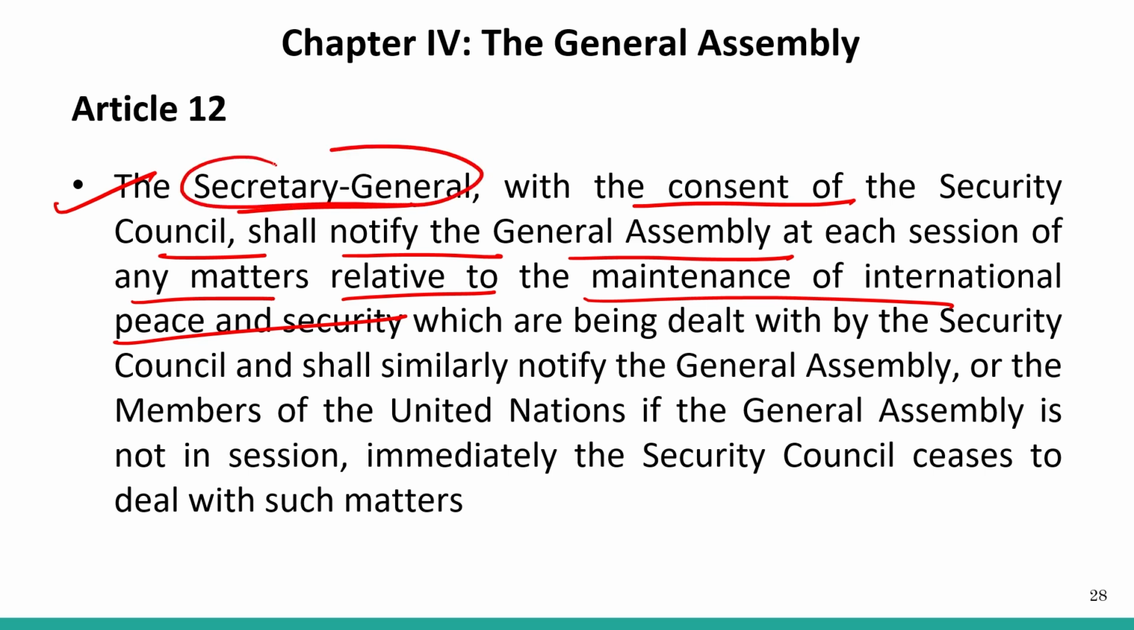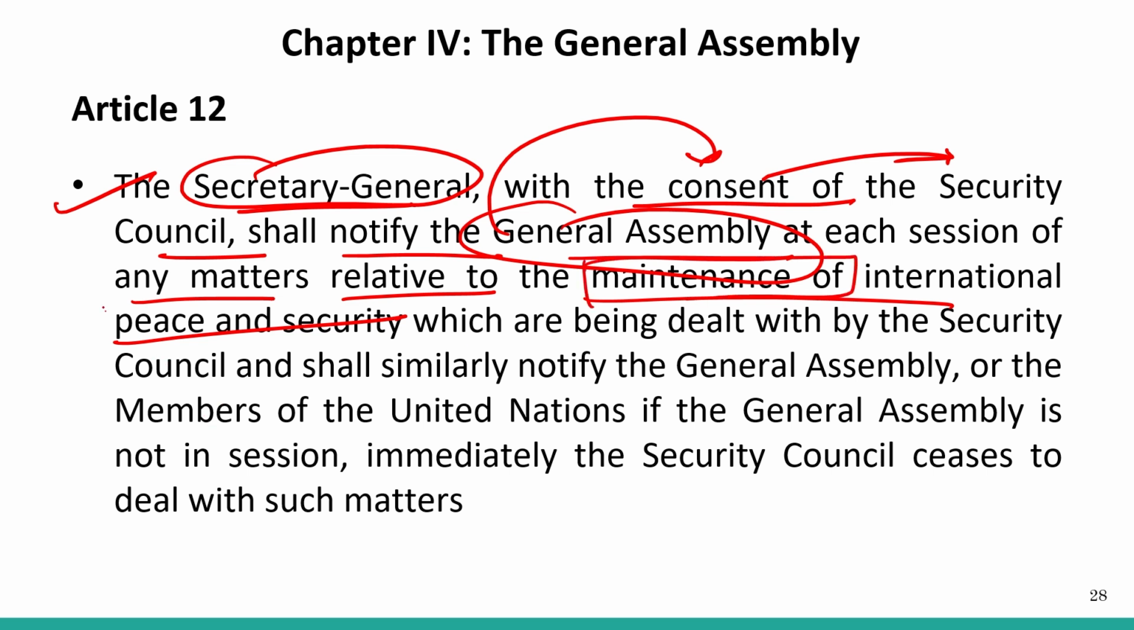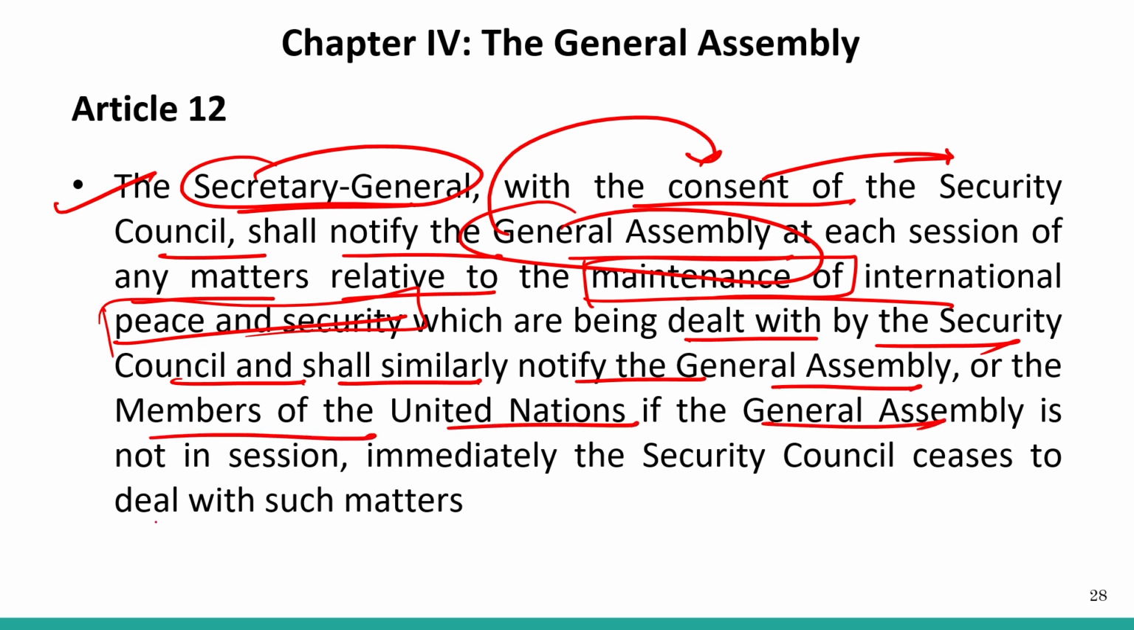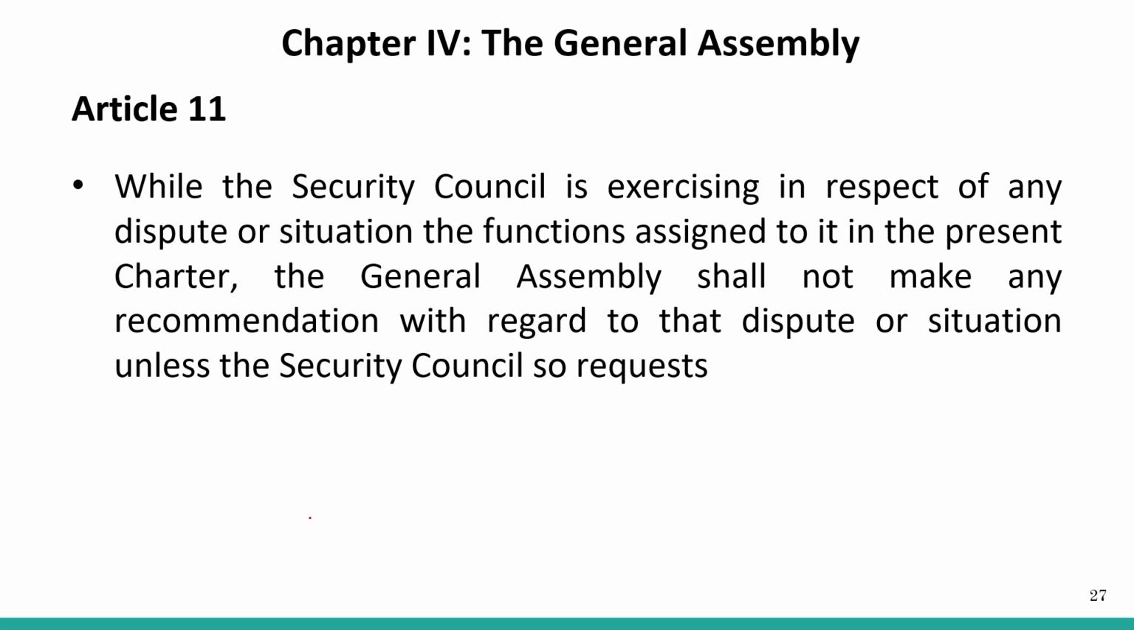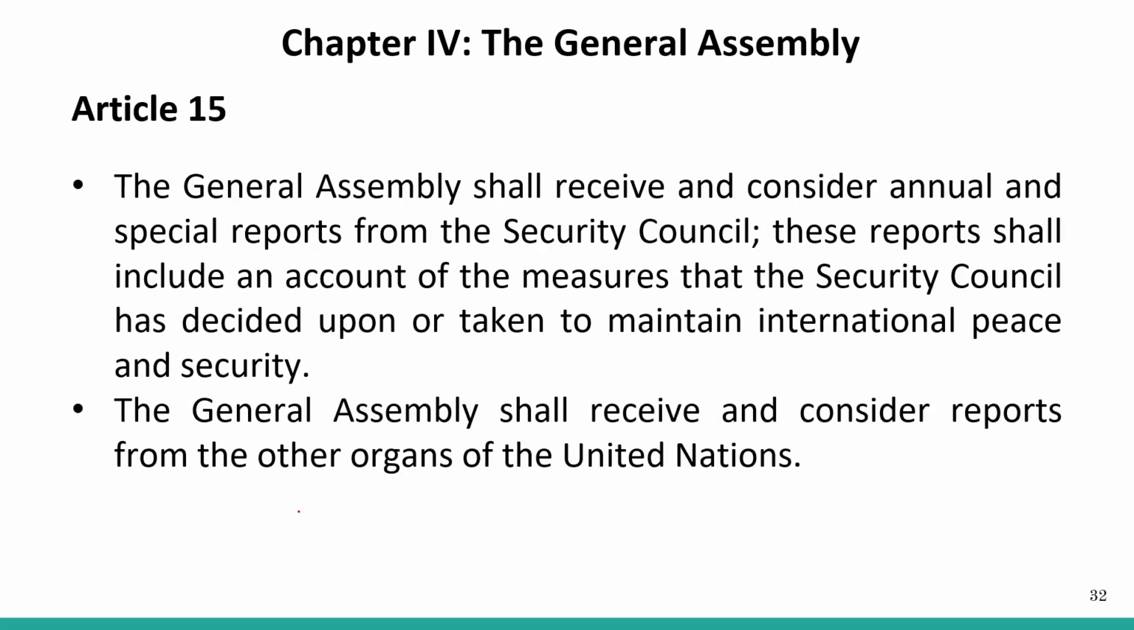Here it will be the Secretary General who will be providing information to the General Assembly on the consent of the Security Council at each session, if the matter is related to the maintenance of international peace and security, which is being dealt with by the Security Council, and shall similarly notify the General Assembly or members of the United Nations if the General Assembly is not in session, immediately the Security Council ceases to deal with such matters. Okay, so with this we have almost completed the General Assembly portion.